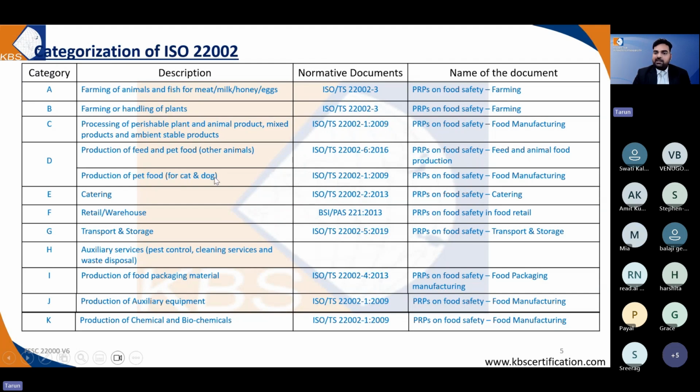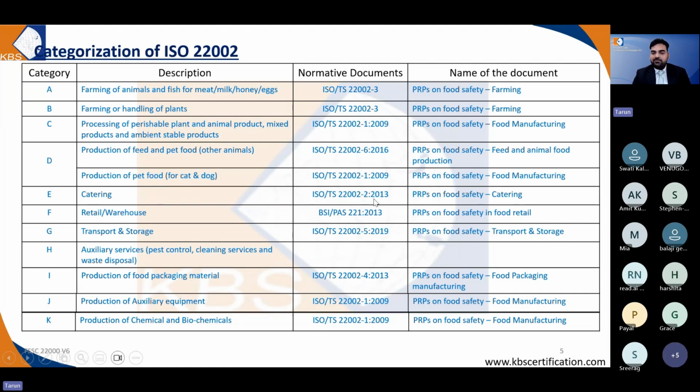And when there is no food coming from that, like cat or dog, it is just for pet purpose, in that category, manufacturing will be applicable. It's just the food which you are providing to use and consume it. Then the category is catering. Catering is a business where you are just preparing the food and selling it. It is not manufacturing. First of all, you are not applicable to make a packed food. If you are saying I'm making a packed food product, then it will be a category of manufacturing. So the catering category is applicable for 22002-2:2013.